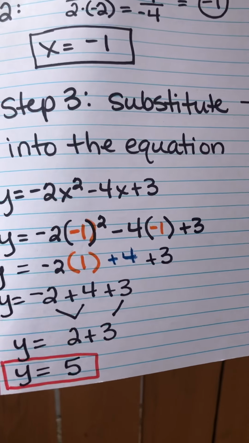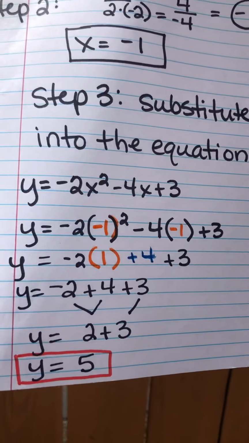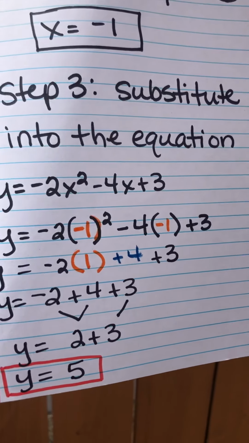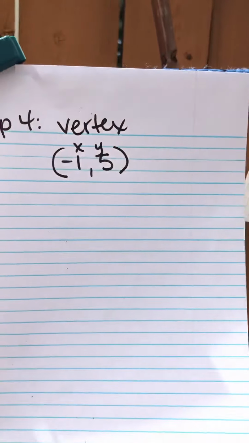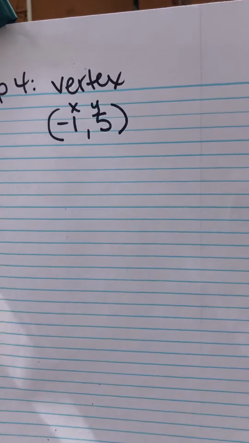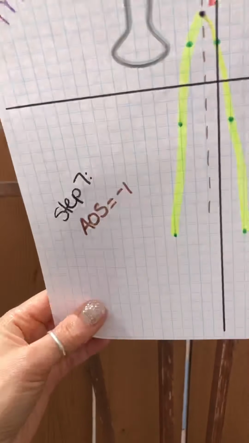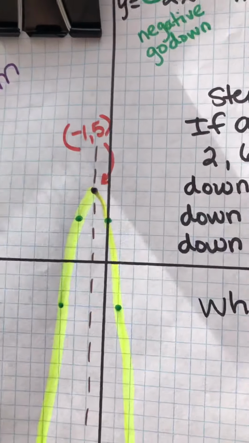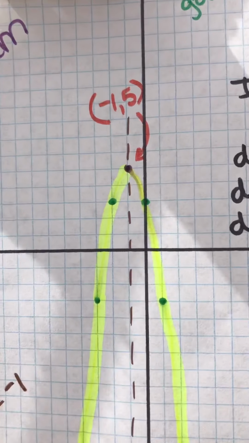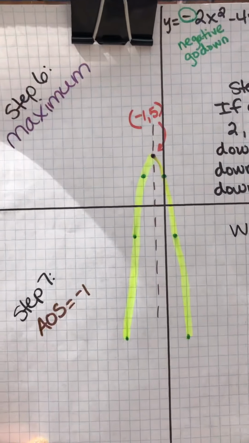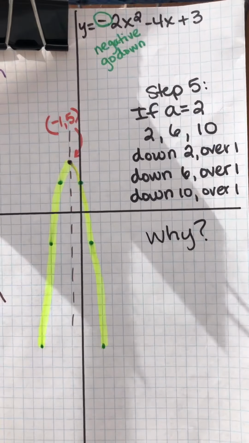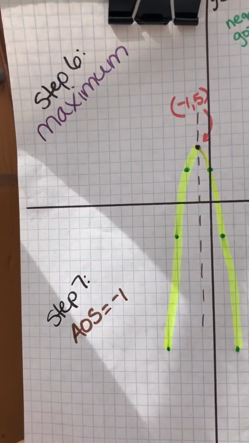You have a -2 plus a +4. You have 2. Bring down the 3, +3. Y equals 5. So here we go. Step 4. Your vertex is -1, 5. All right. Let's come over here. Let's plot it. So you're -1 and 5 right here. Can you see that? And we also have step 5, step 6, and step 7.